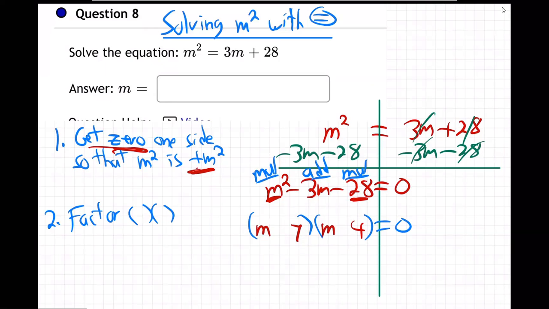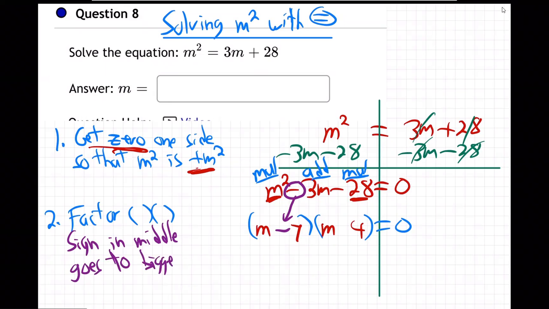How do you figure out which ones are positive and negative? So far, front times front makes front, and last times last makes last, 28. Now, how do I get the middle? Here's the rule. I hope you're getting to know it really well by now. The sign in the middle always goes on the bigger number. Guaranteed. So the 7 is bigger than the 4, so whatever sign is in the middle, minus or plus, always goes to the bigger number.